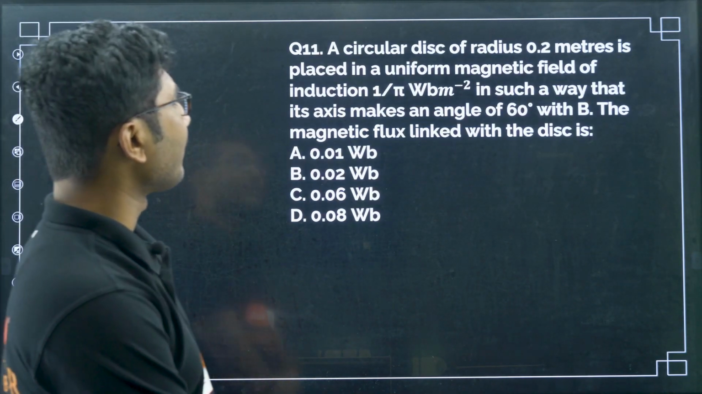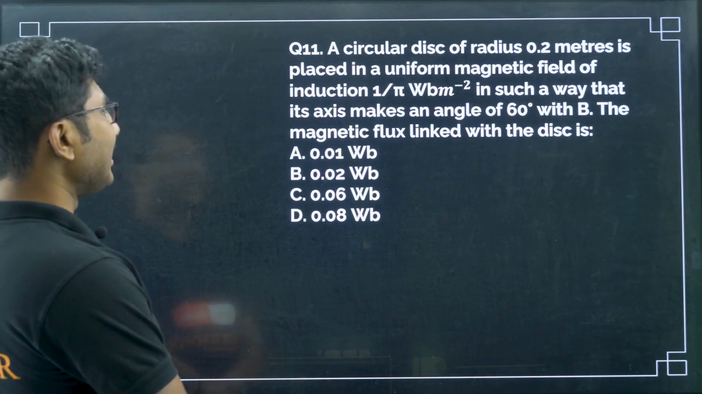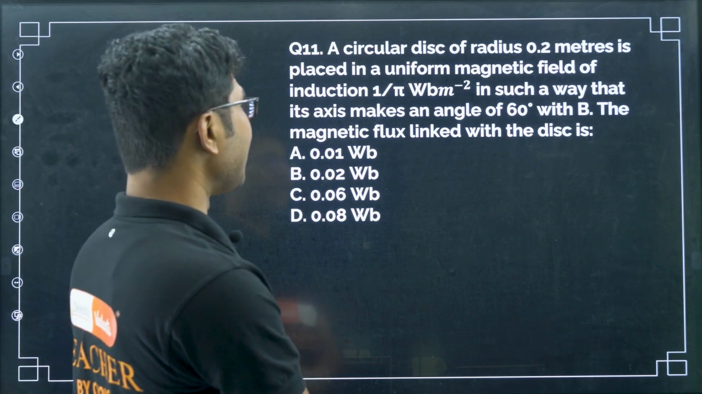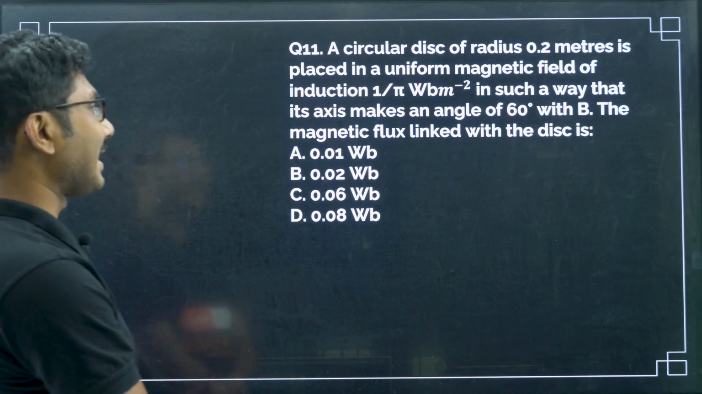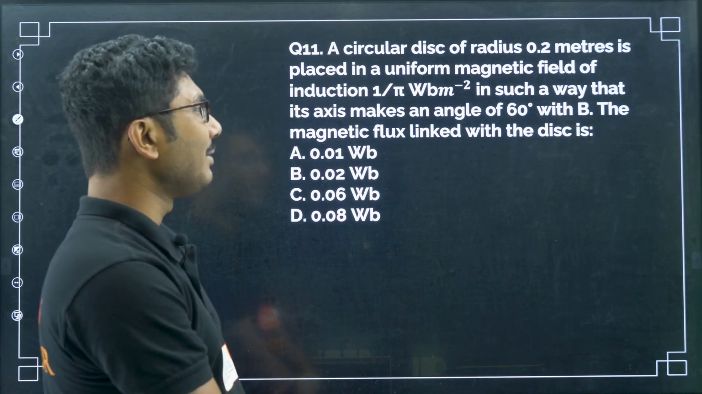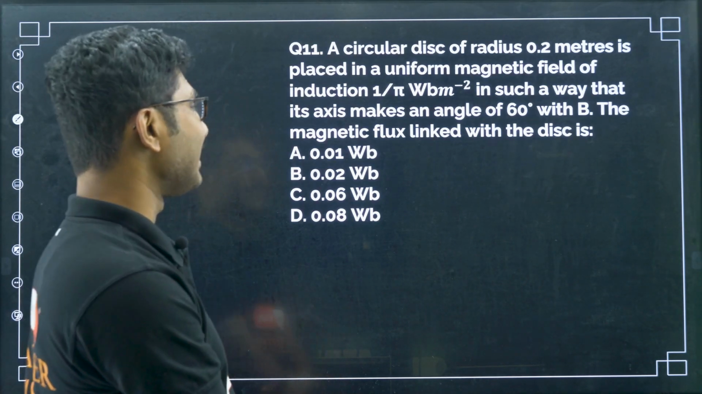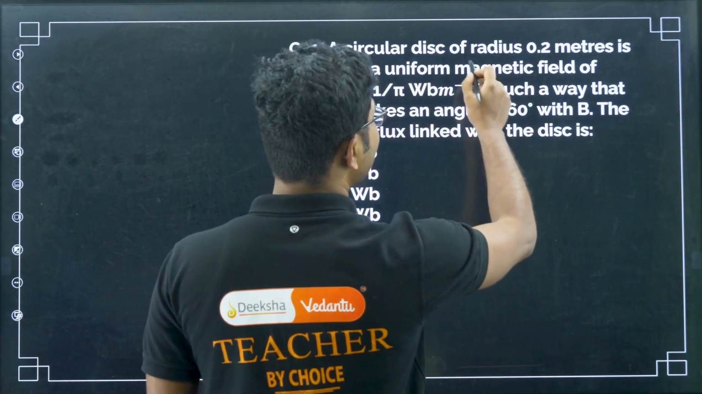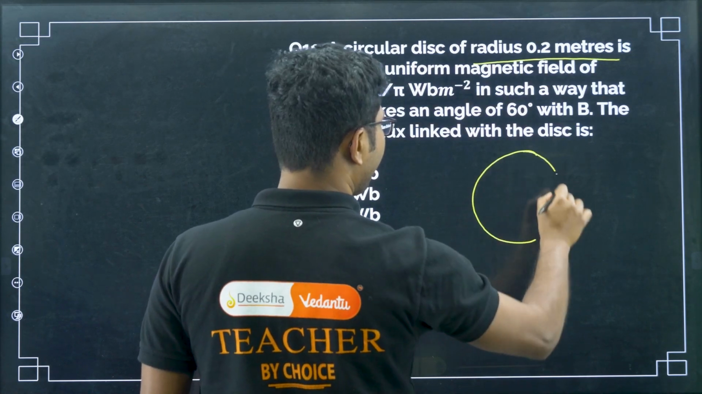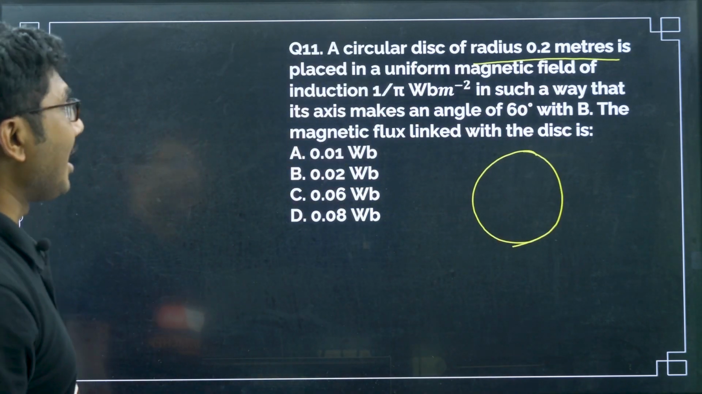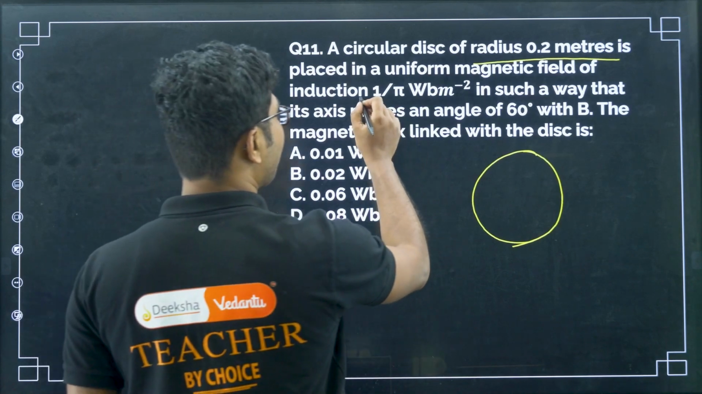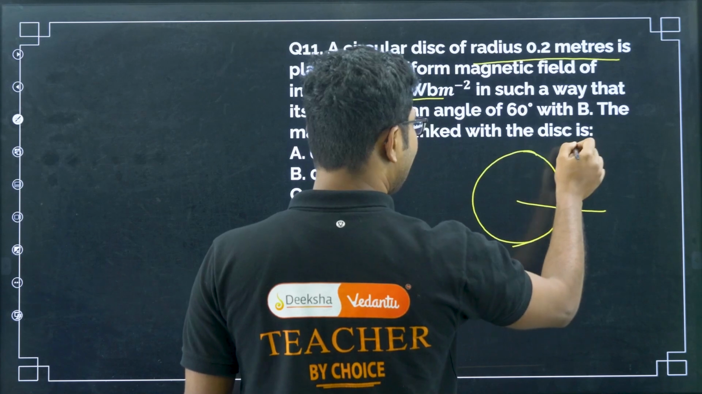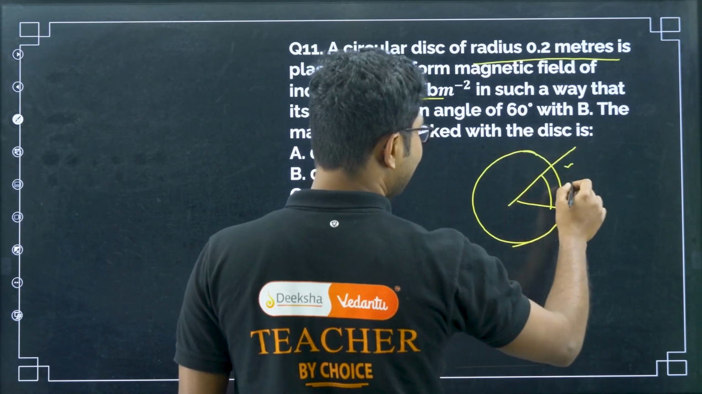Next question, a circular disc of radius 0.2 meters is placed in a uniform magnetic field of induction 1 by pi Weber per meter square in such a way that the axis makes an angle of 60 degree with the magnetic field B. The magnetic flux linked with the disc is. So, circular disc of radius 0.2 meters is placed in a magnetic field of 1 by pi Weber per meter square in such a way that the axis makes an angle 60 degree with the B. So, the angle between the axis of the disc and this is 60 degrees.